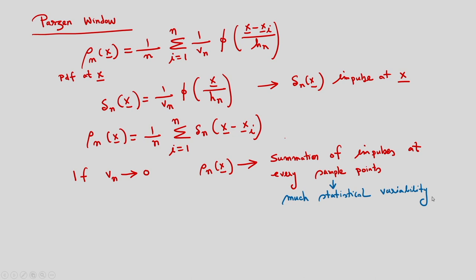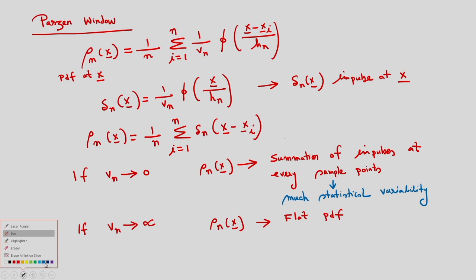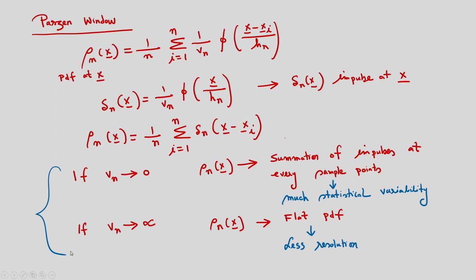If Vn tends to 0, Vn is very small, then the estimated density is the summation of impulses at every sample point. And the second case is if this volume Vn is very high, it tends to infinity, very large. So, this Pn(x), that is the estimated density, will be a flat PDF. Already I told you it is nothing but the superposition of n number of slowly varying functions. So, that is why I am getting the flat PDF. So, that corresponds to less resolution. So, these are the two important cases, that volume is very small and volume is very high.